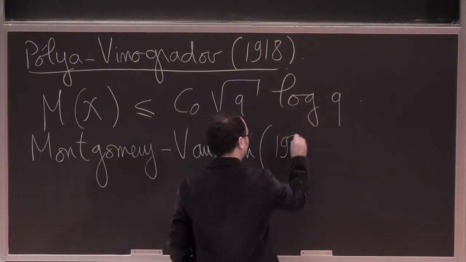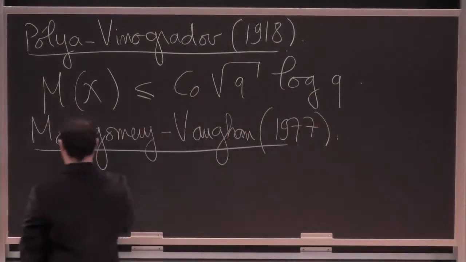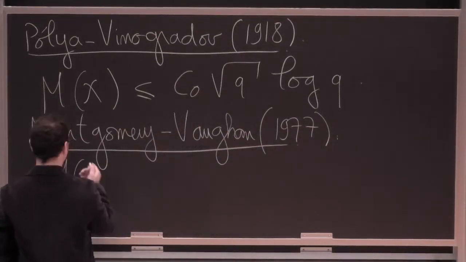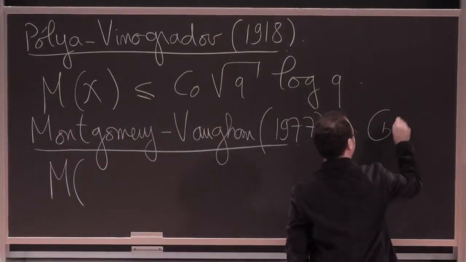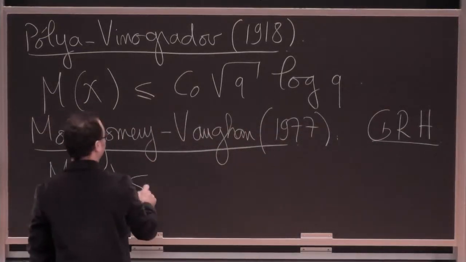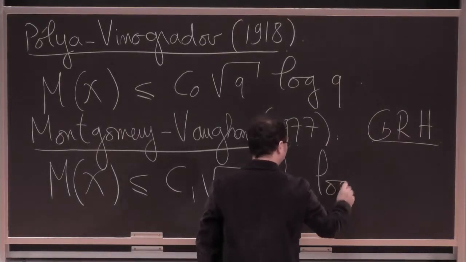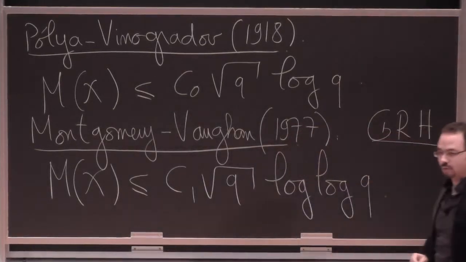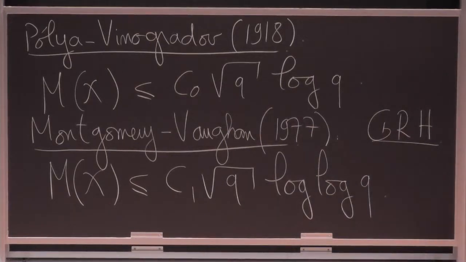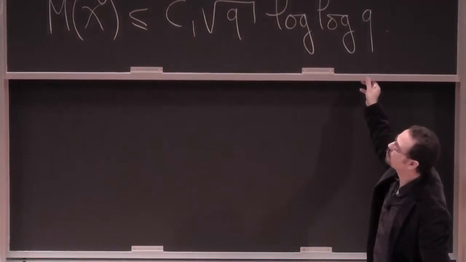So this was proved by Montgomery and Vaughan in 1977. They proved that, so maybe let me put GRH somewhere here, assume the generalized Riemann hypothesis, then M of chi is bounded by a constant times square root q log log q. Okay, so you can go from log q to log log q. So for people who are not experts, this improvement might seem very small, but actually just improving the constant in Polya-Vinogradov will have tremendous applications, as we shall see in a minute.